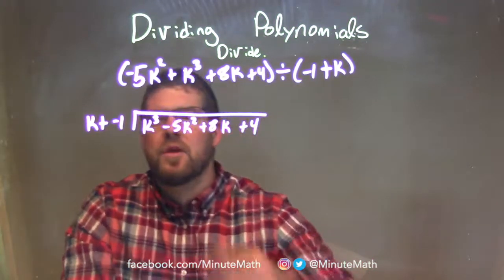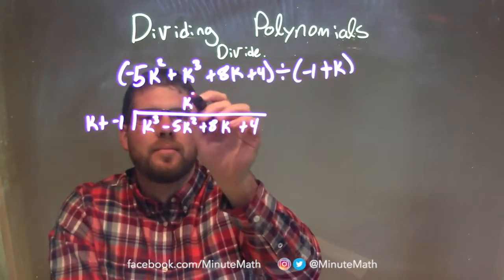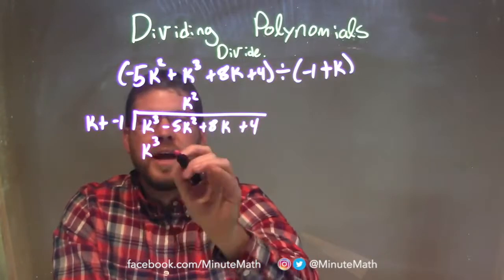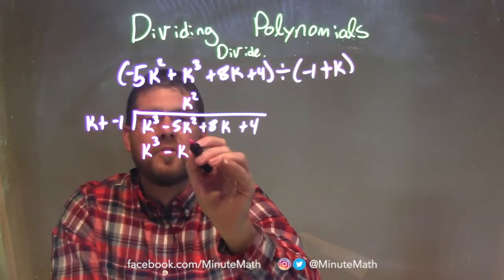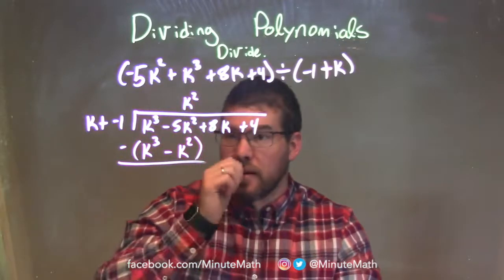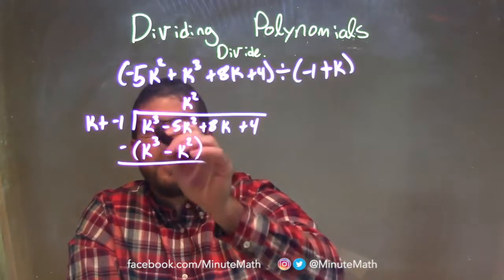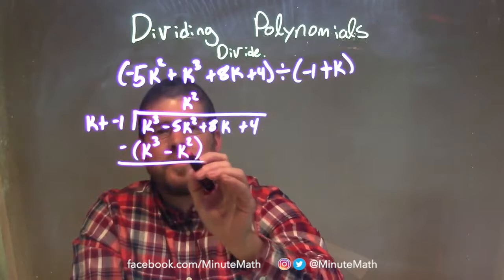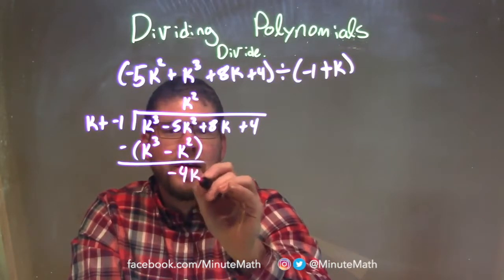So now I'm going to ask the question, what times k gives me k to the third? And that's just simple k squared. So k squared times k is k to the third. And then k squared times a negative 1 is a negative k squared. So I can subtract the 2. You can make it plus a negative k squared, but it doesn't matter. K to the third minus k to the third eliminates, great. Negative 5k squared minus a negative k squared is just like adding a positive k squared. It's a minus 4k squared.